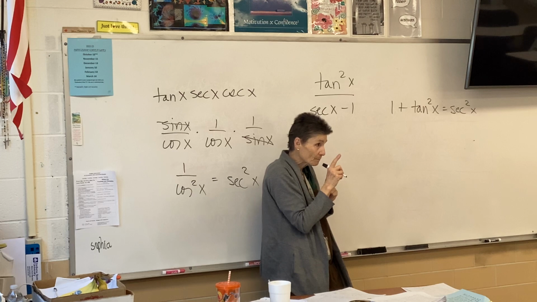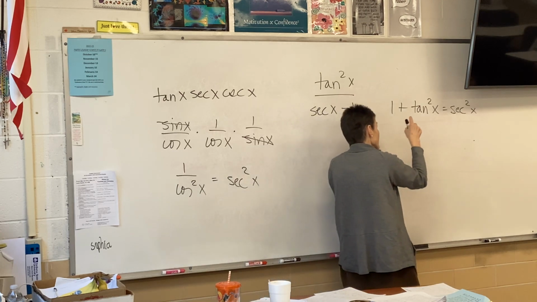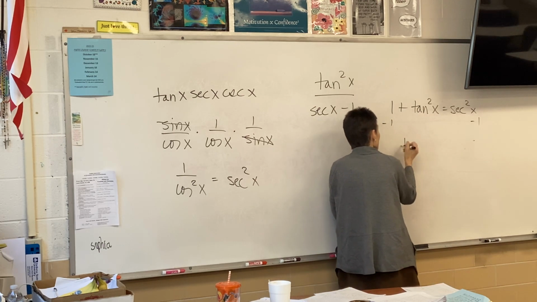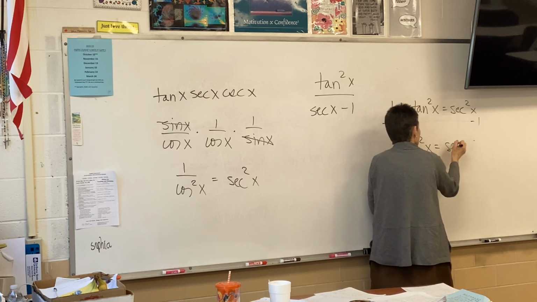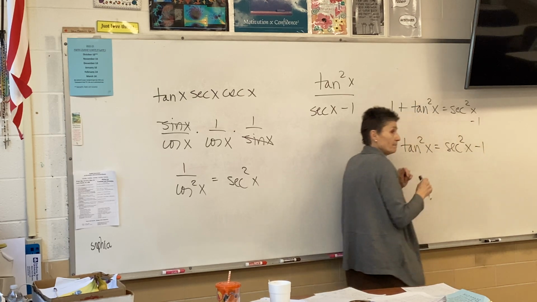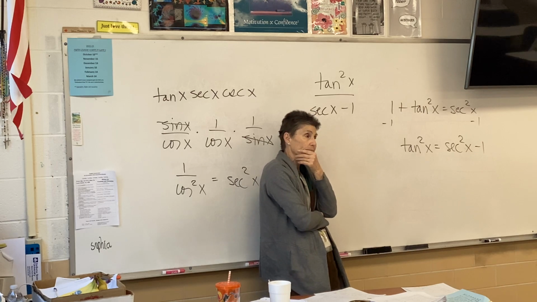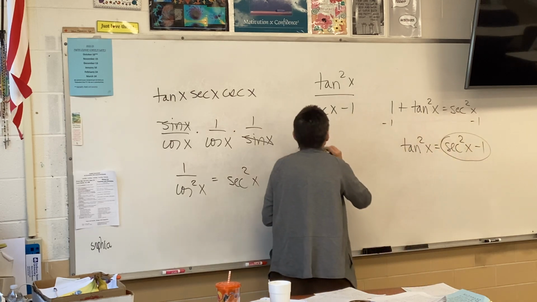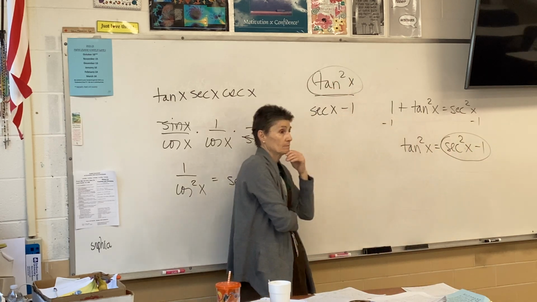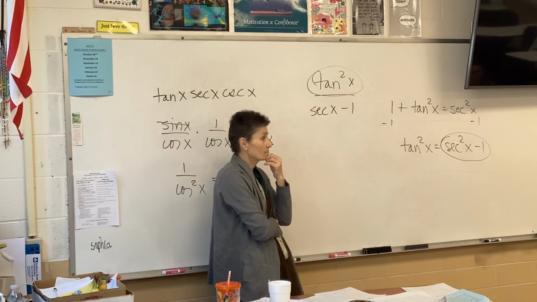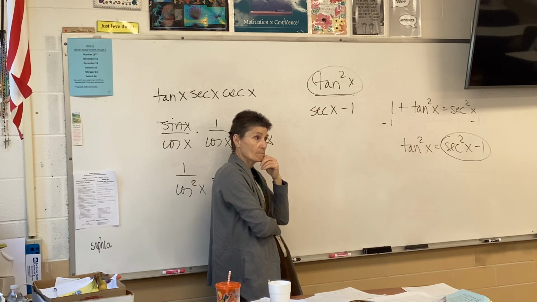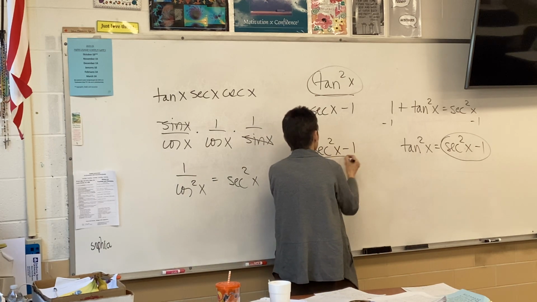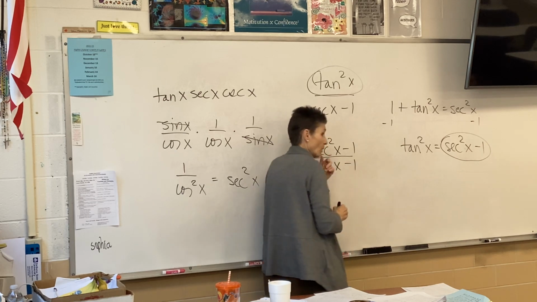Everybody agree with that? So what if I took this equation and subtracted 1? Then it would say tangent squared equals secant squared minus 1. So I could take this and plug it in here. Is that okay? So now I have secant squared minus 1 over secant minus 1.